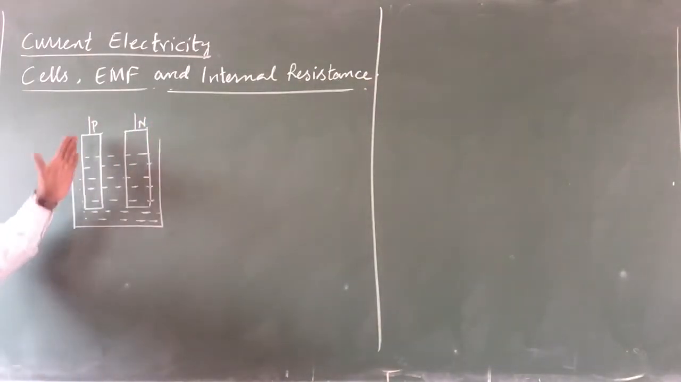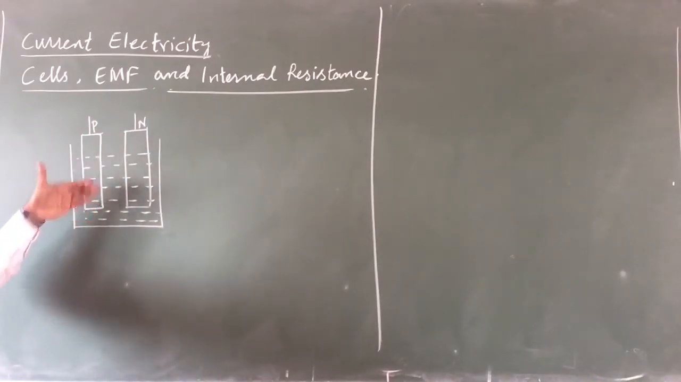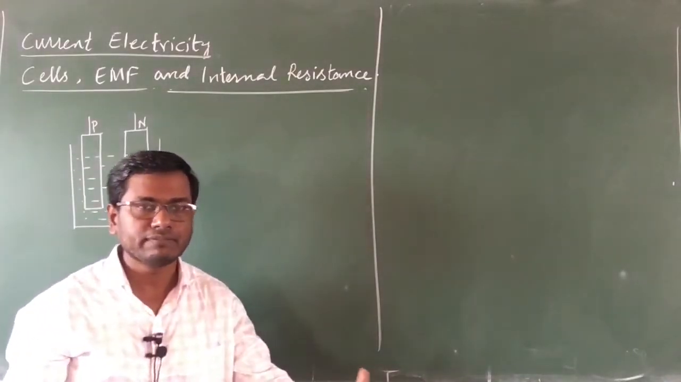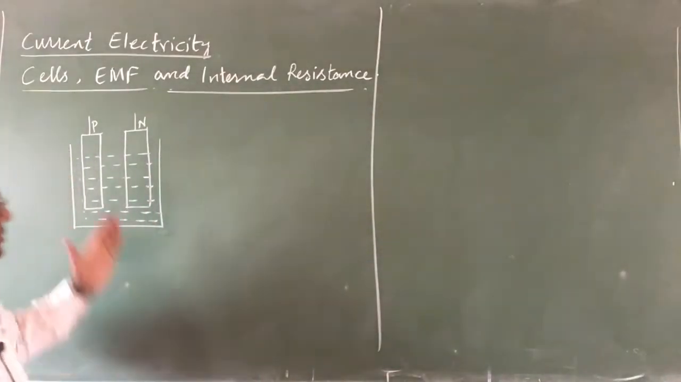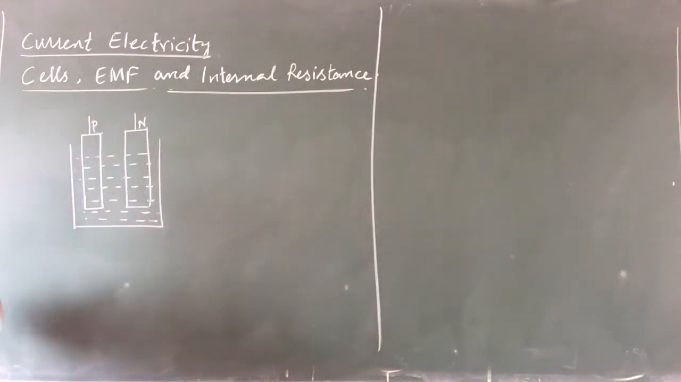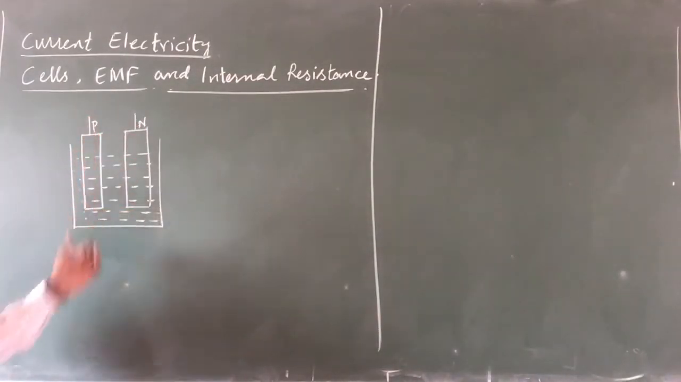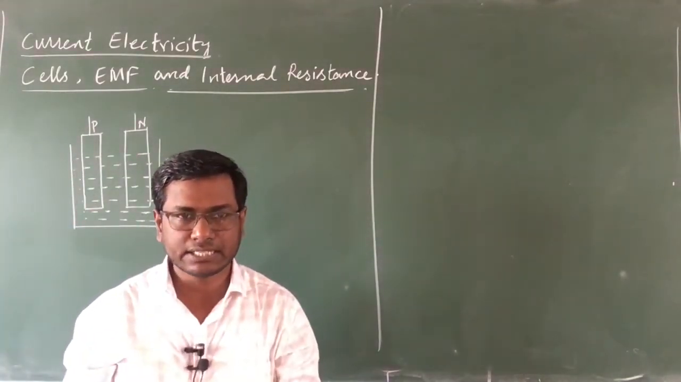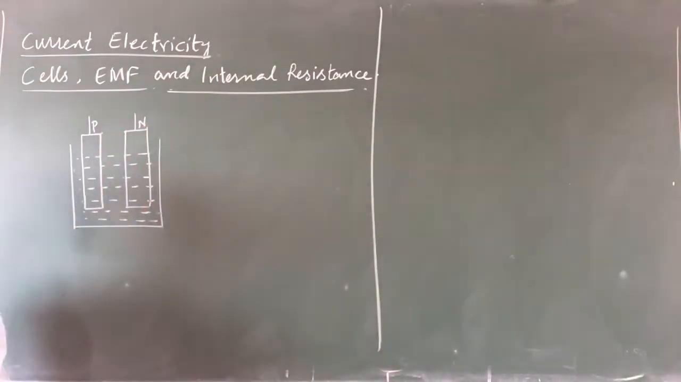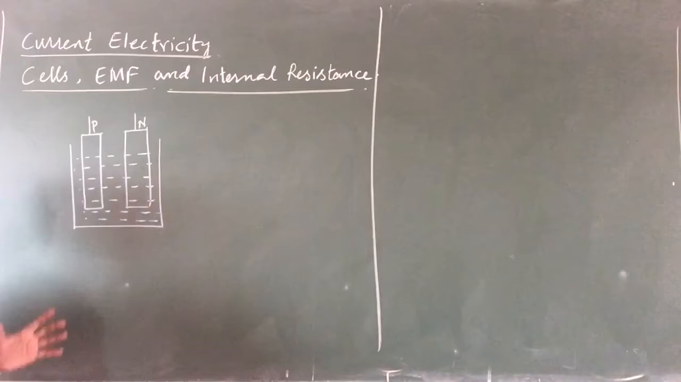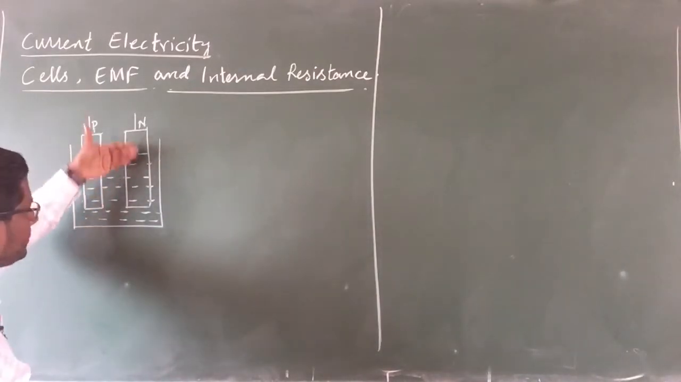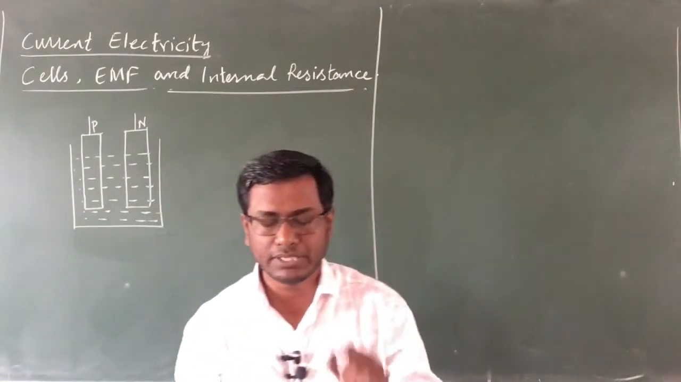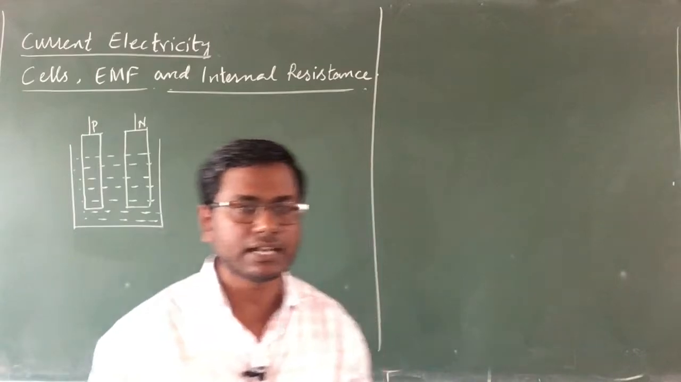Because of the chemical properties of the materials used in the plates, one plate is going to attract only the positive ions towards itself, and that plate becomes positively charged. The other plate is going to attract only the negative ions towards itself. Hence, this plate becomes negatively charged. Now, if we have charges on the plates, we know that if there is a charge present somewhere, it is going to create a potential around itself.